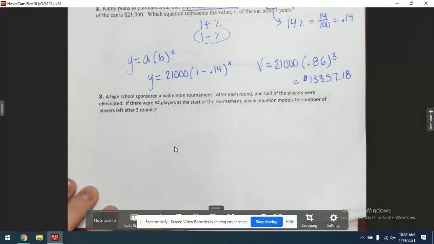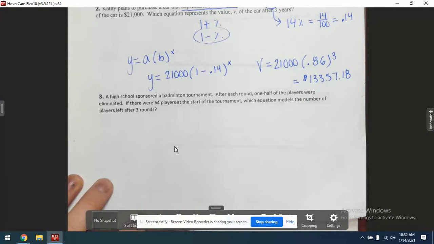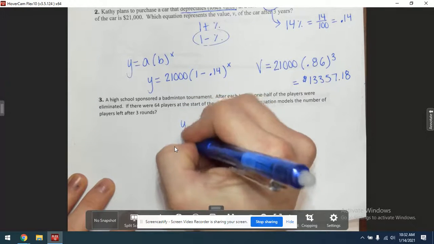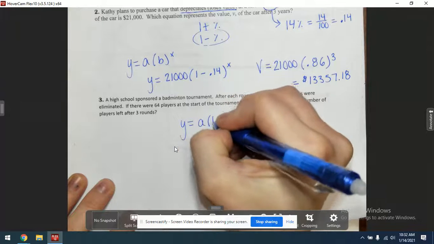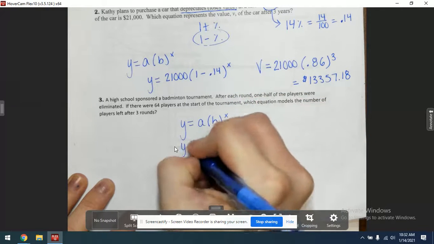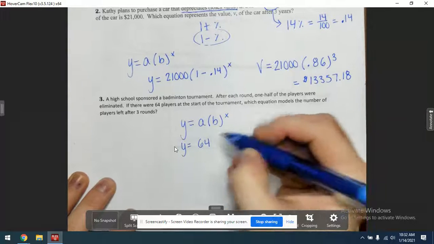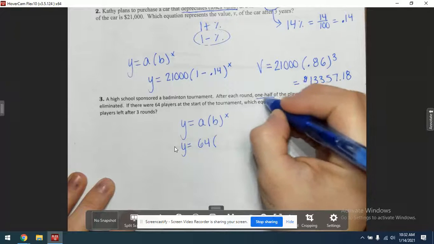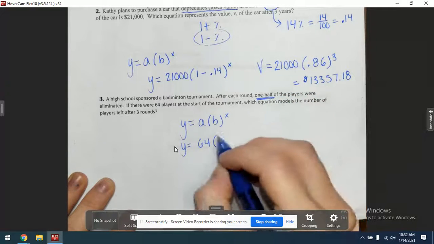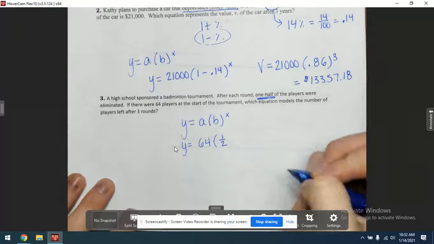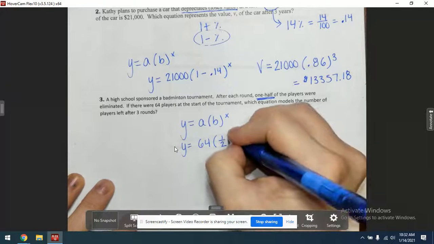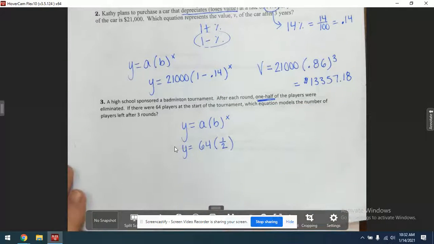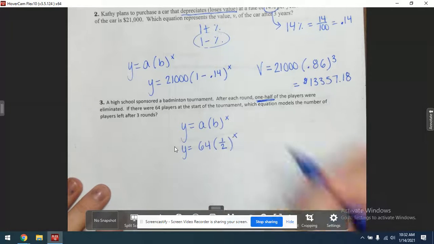A high school sponsored a badminton tournament. After each round, half the players are eliminated. If there are 64 players at the start, which equation models the number of players after 3 rounds? Okay, so exponential. I'm starting with 64 players, and half is not a percent, is it? It could be 50%, but 1/2 is just a normal number, so I'm just going to put that in. So this is not a problem where you have to worry about the percent signs. And so half, because half is a number that's already something we can work with. And then here's your equation.